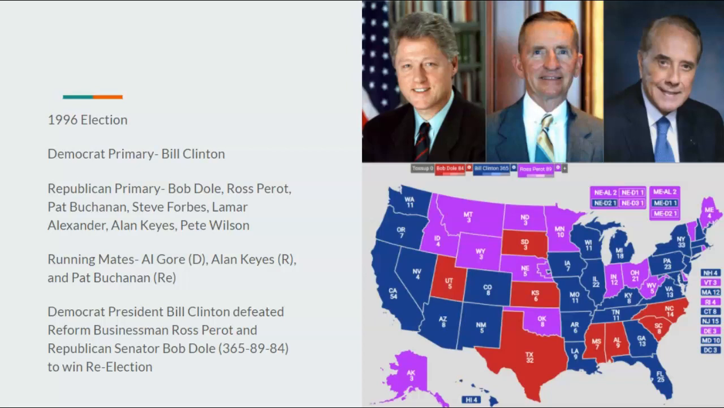But Democrat President Bill Clinton defeats Reform businessman Ross Perot and Republican Senator Bob Dole 365 to 89 to 84 to win re-election. So Bob Dole runs a bad campaign, as we should not be surprised, and actually gets second behind Ross Perot, which is the second time a third party does better than the actual major parties. The last time being in 1912, when Theodore Roosevelt came second, when the incumbent William Taft got third.